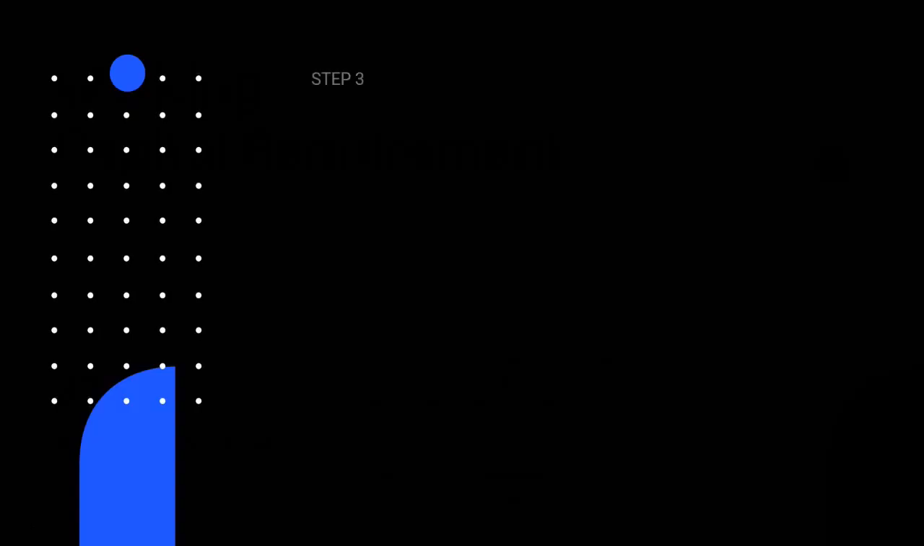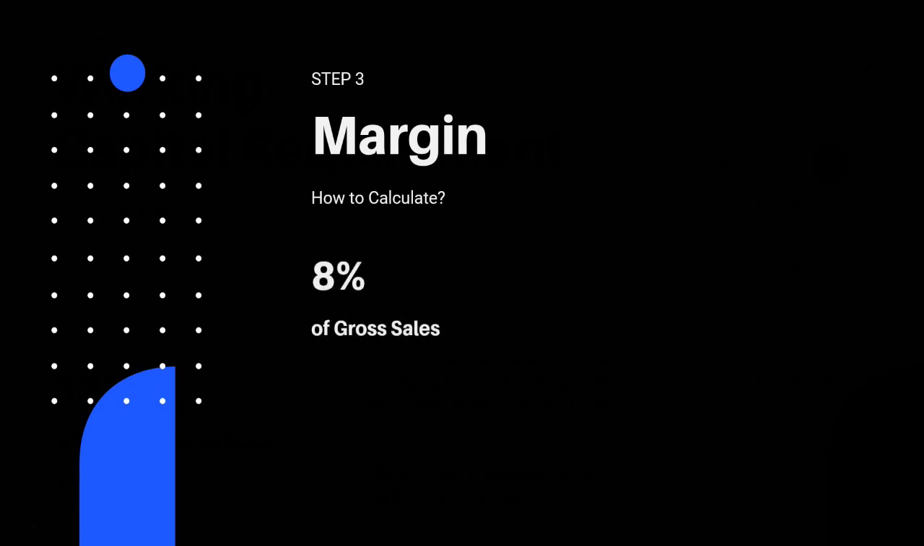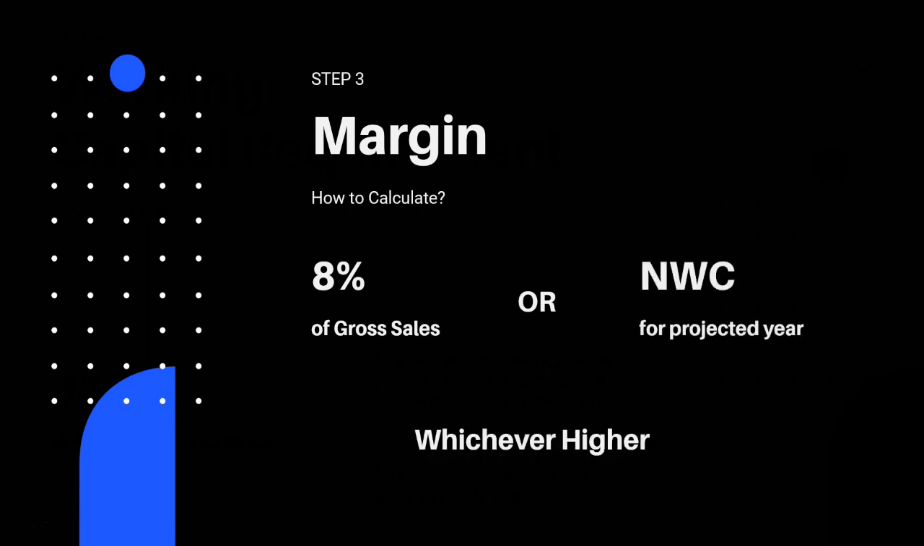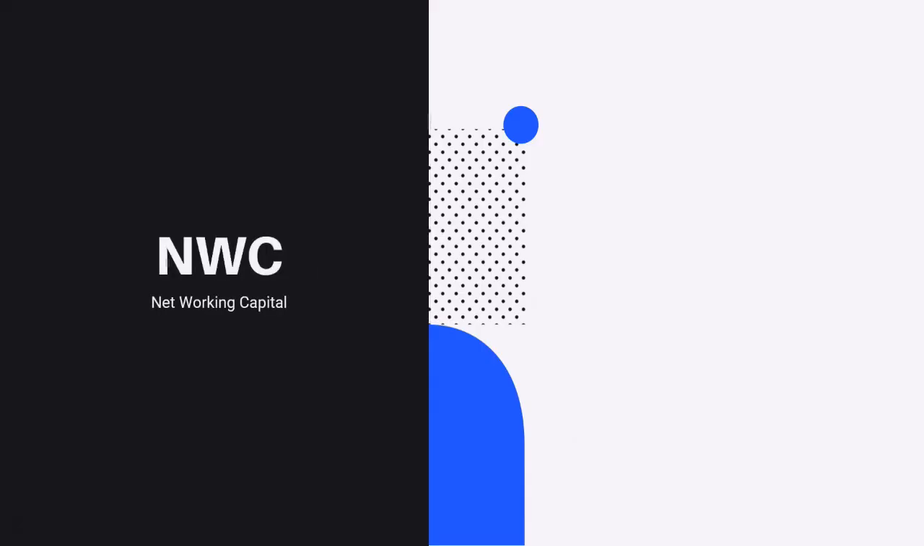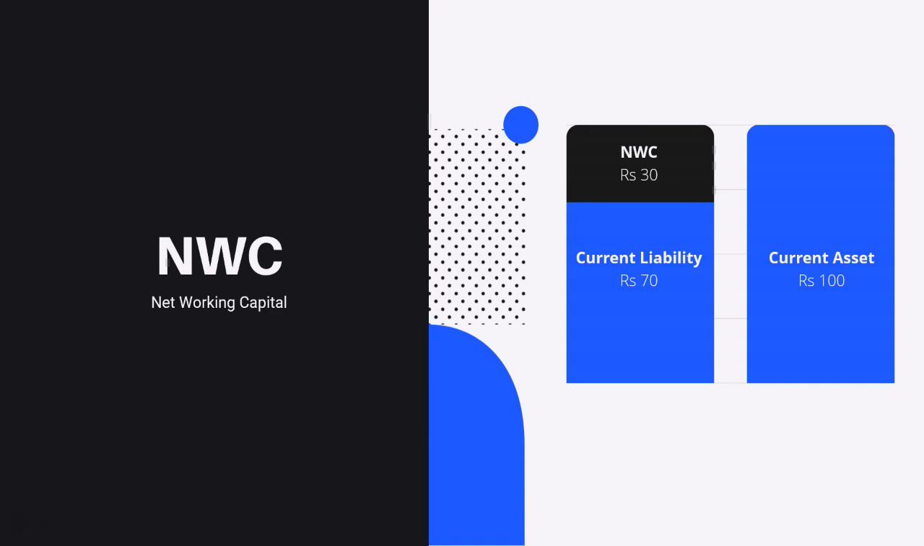Now, let us understand how to compute the margin. Generally, it is 8% of the gross sales or NWC for the projected year, whichever is higher. Again, the logic behind this 8% you will understand if you stay with me till the end. Let us quickly see what is NWC. In this balance sheet, you have current assets of rupees 100. As we know, most of the current assets are financed by current liabilities. Here, it is rupees 70. When you subtract or net out this current liability from current assets, you get the NWC. Here, it is rupees 30.